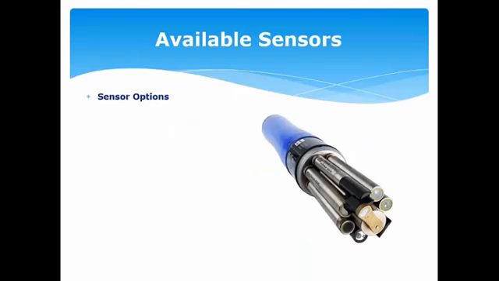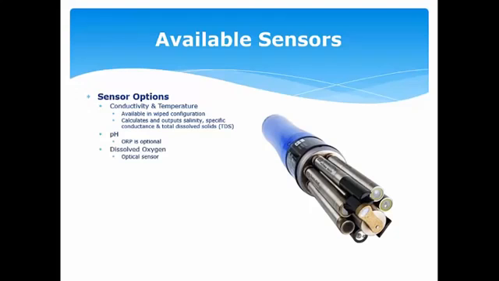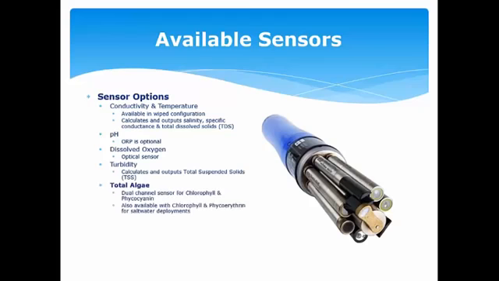Getting into the sensors, temperature is the base sensor that's required. You can get it in a wiped configuration to keep the sensor clean, and it will also calculate and output the salinity, specific conductance, and total dissolved solids. pH is another available sensor with optional oxidation reduction potential. Dissolved oxygen is available as an optical sensor. Turbidity will also calculate and output the total suspended solids.